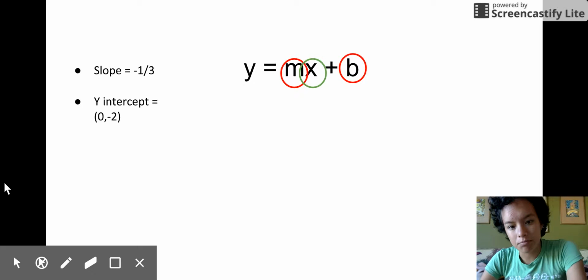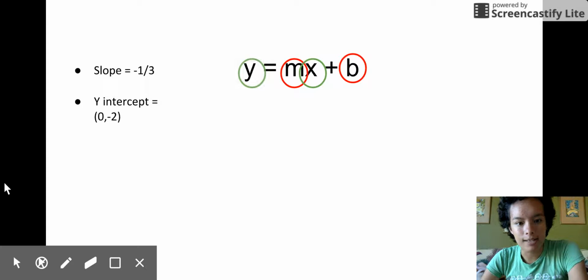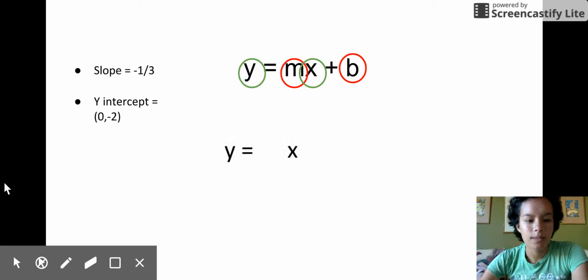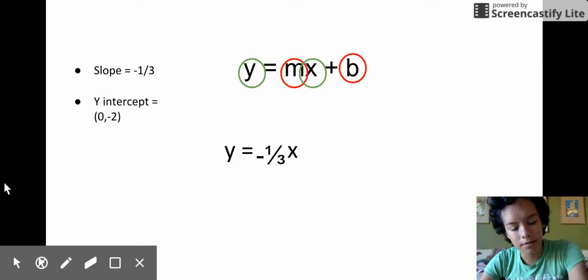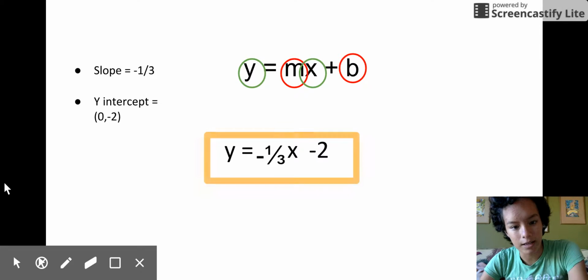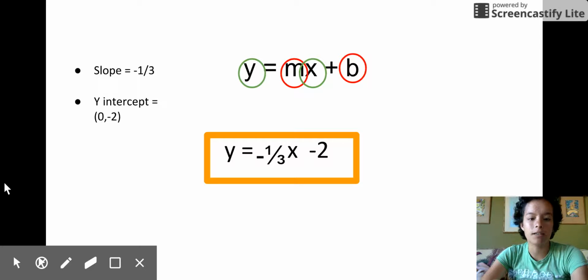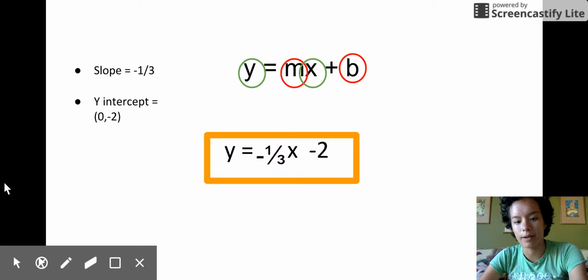x is simply our x value that we're plugging in, and y is simply the y value that we're plugging in if you were to plug in a point. So we plug in -1/3 x minus 2. And we get the final answer of y = -1/3 x - 2.